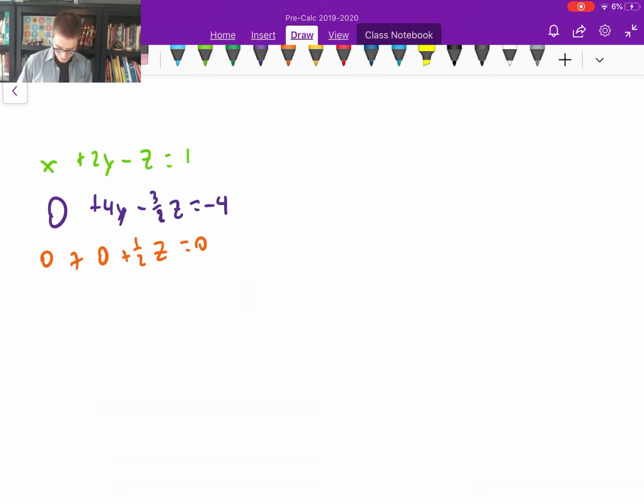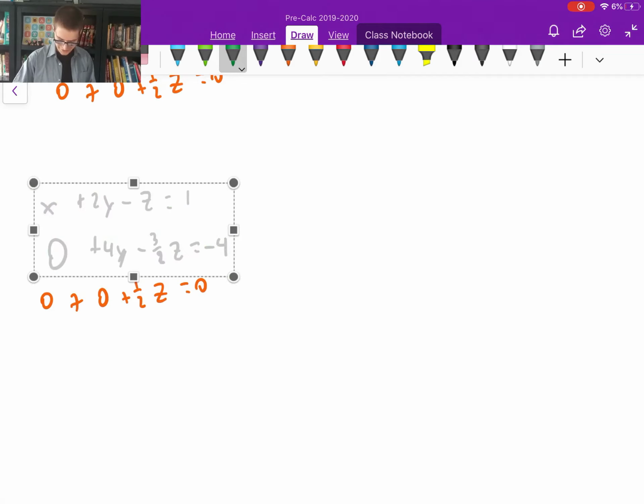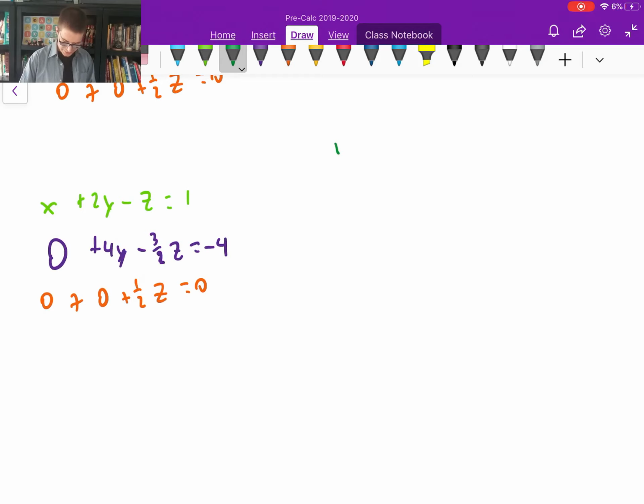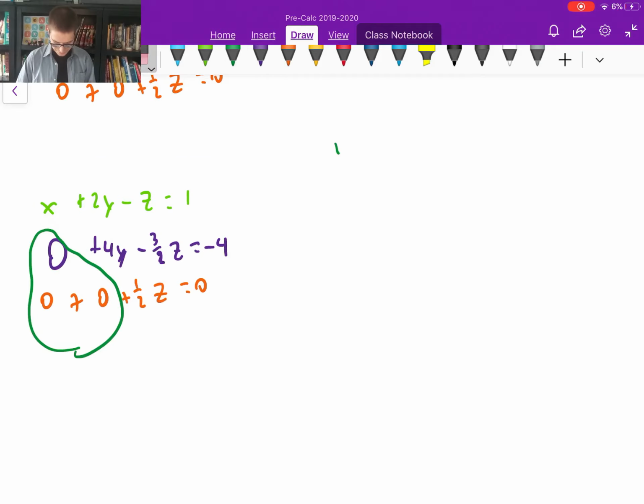So this is the form we're looking for. We get this nice diagonal of zeros here. That's kind of what we're looking for. It's this triangle form. This is actually called the triangular form because it creates a triangle of sorts this way. So that's what's going on there.